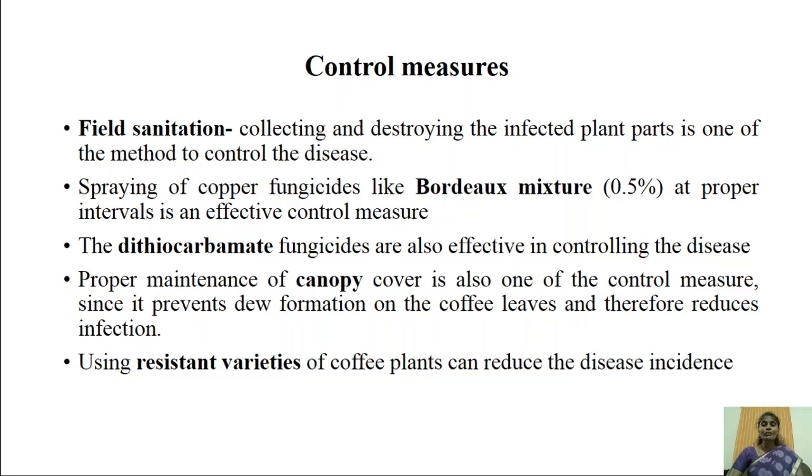Proper maintenance of canopy cover. Canopy is nothing but the cover over the top of the coffee plant. It is also one of the control measures since it prevents dew formation. It is also one of the methods to control the disease incidence. Using resistant varieties of coffee plants can reduce the disease incidence and control the disease.